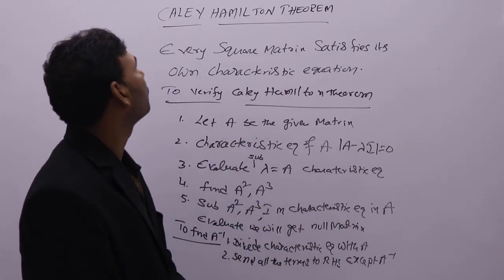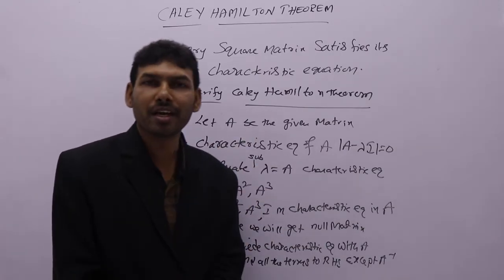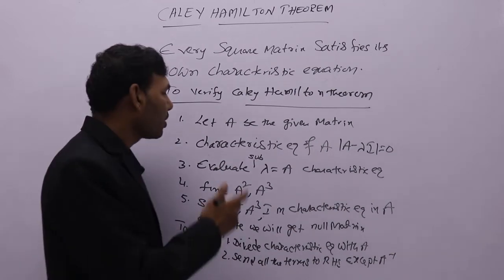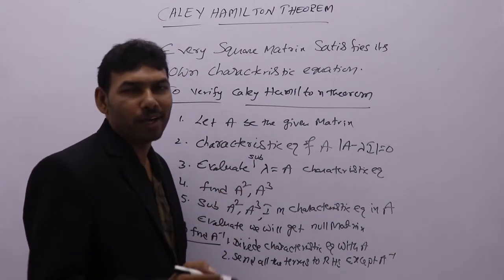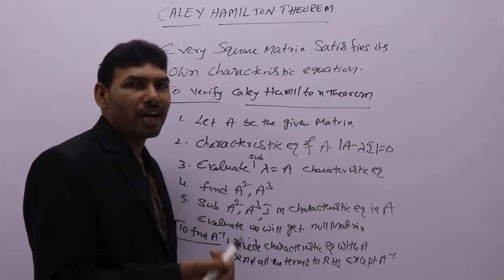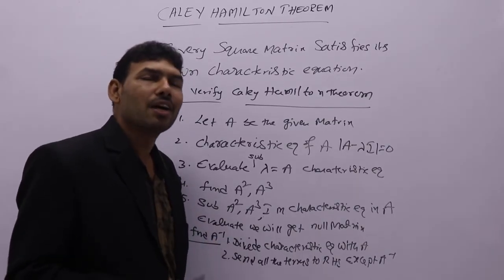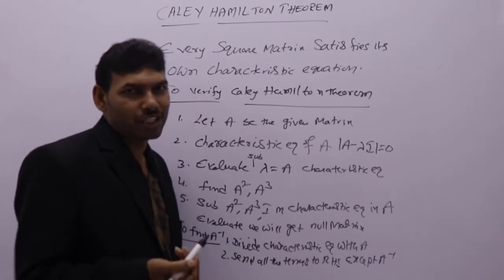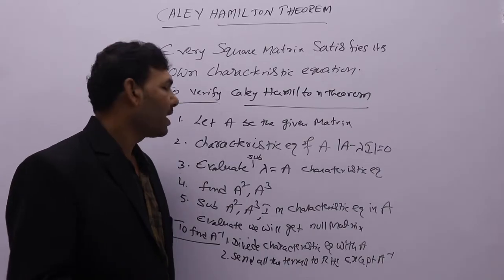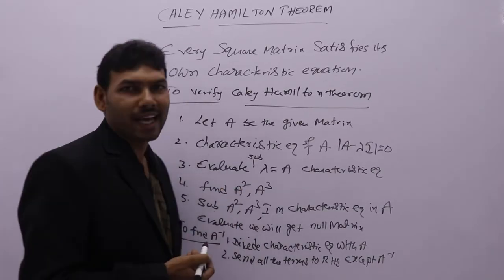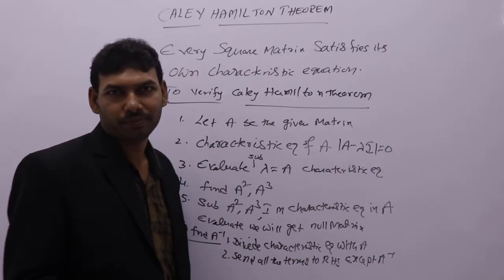But to verify Cayley-Hamilton theorem for a given square matrix, evaluating A square and A cube manually is a little bit difficult and time-taking. For that, we are going to take help of the Casio scientific calculator. In that calculator, one can easily calculate A square and A cube.